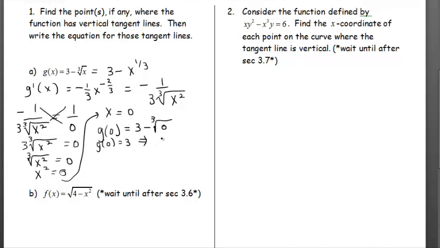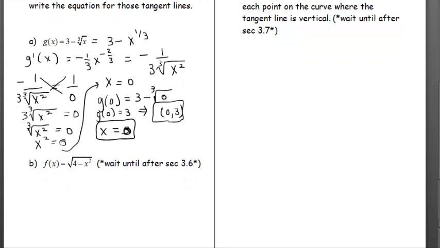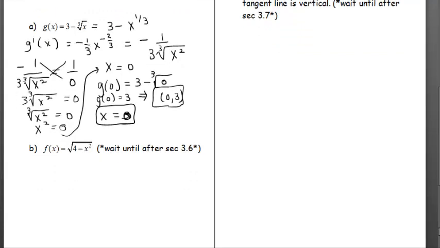So to answer the question, what's the point? Well, the point's 0, 3. What's the equation for this vertical tangent line? Well, a vertical line would be written in the form x equals. So we just take the x-coordinate. How about I lied? X equals 0. We're looking for a vertical tangent line, and the equation of our vertical tangent line would be x equals 0. All right, let's look at B.